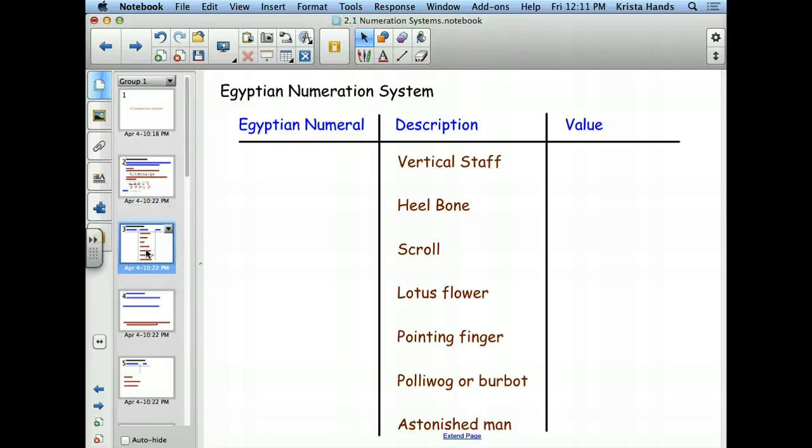Better? Yeah. Okay. Okay, sorry. Straighter. Okay.